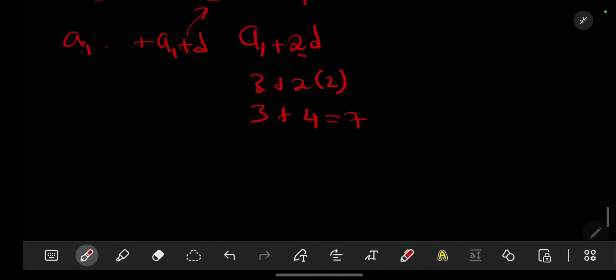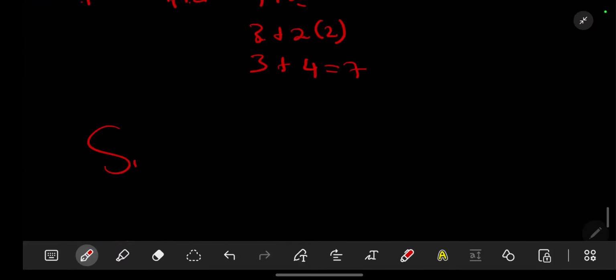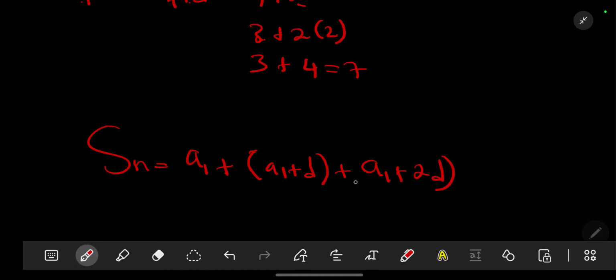So how do you derive this one? You are going to say the sum should be equal to A1 plus, A1 plus D, then plus A1 plus 2D, like that. Then we have our plus. We can continue. Now take note of this.